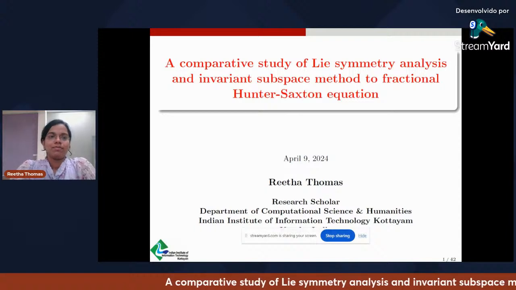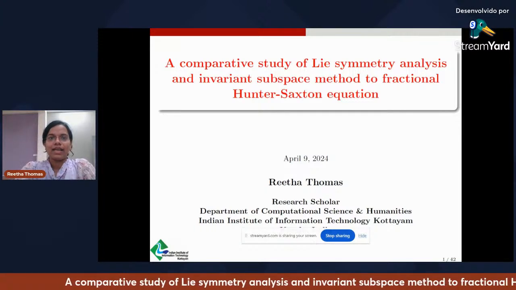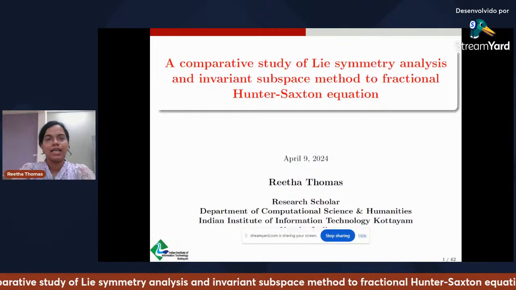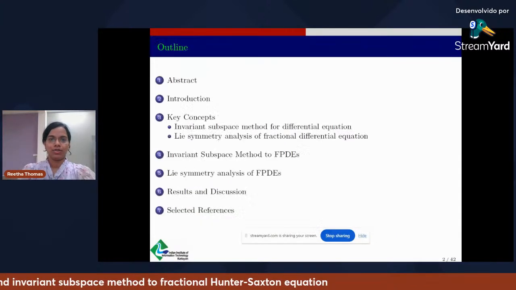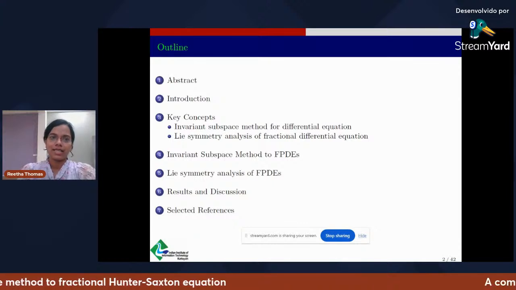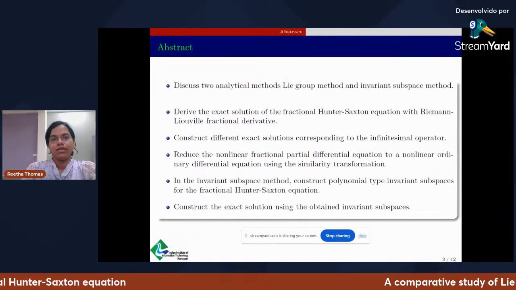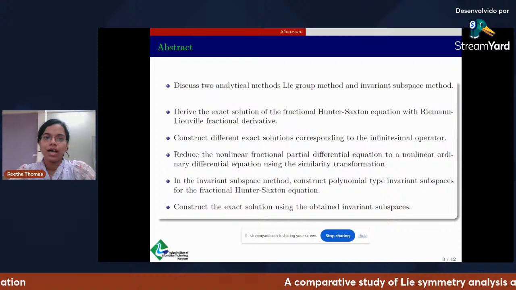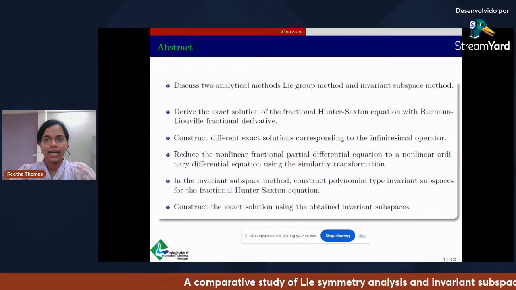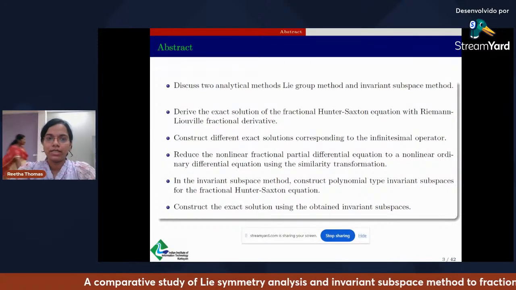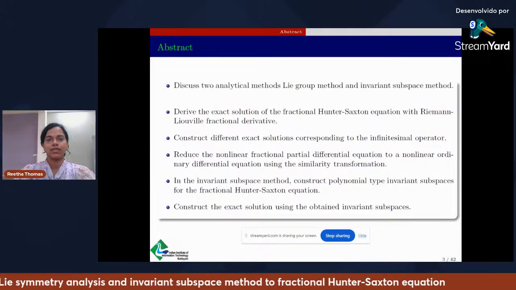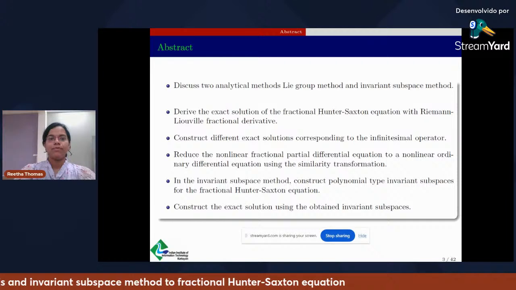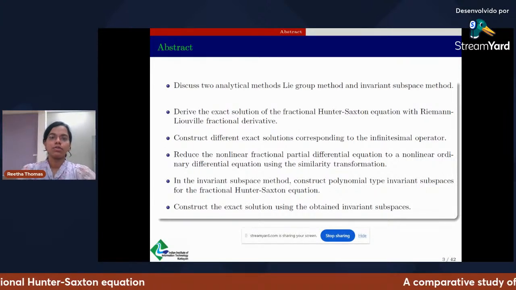I'm going to talk about a comparative study of Lie symmetry analysis and invariant subspace method to fractional Hunter-Saxton equation. This is the outline of my presentation. In this talk, we discuss two analytical methods, Lie symmetry analysis and invariant subspace method, to find the exact solution of fractional Hunter-Saxton equation with a Riemann-Leibniz fractional derivative. And we give a comparative study of both techniques.